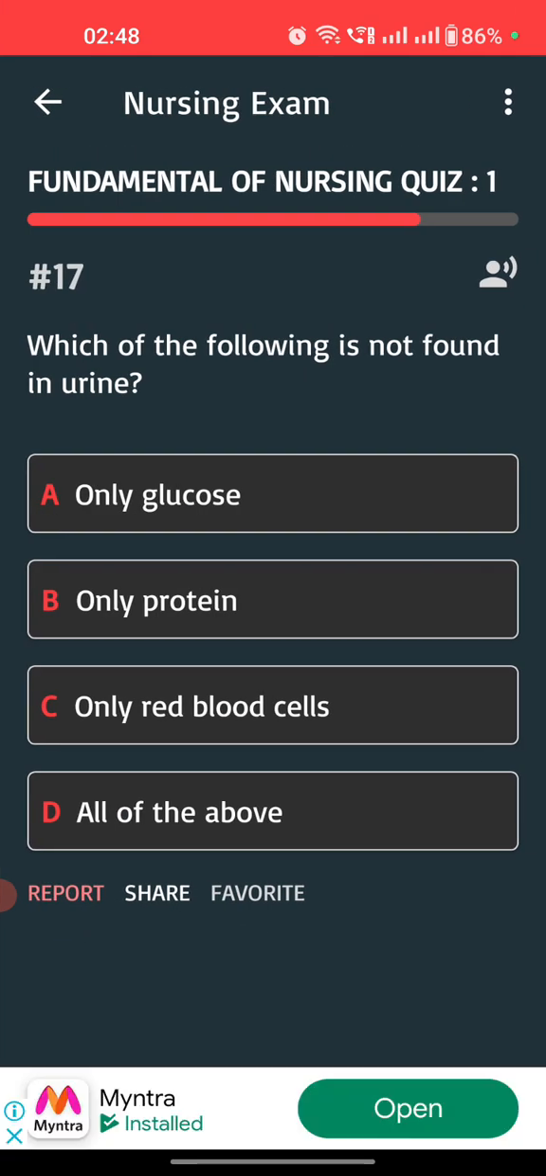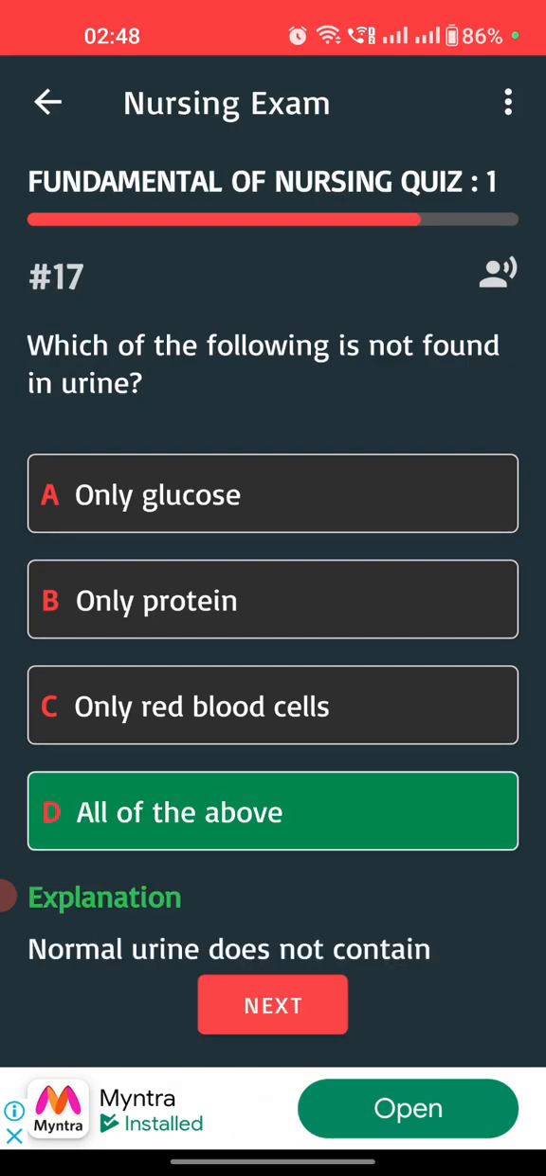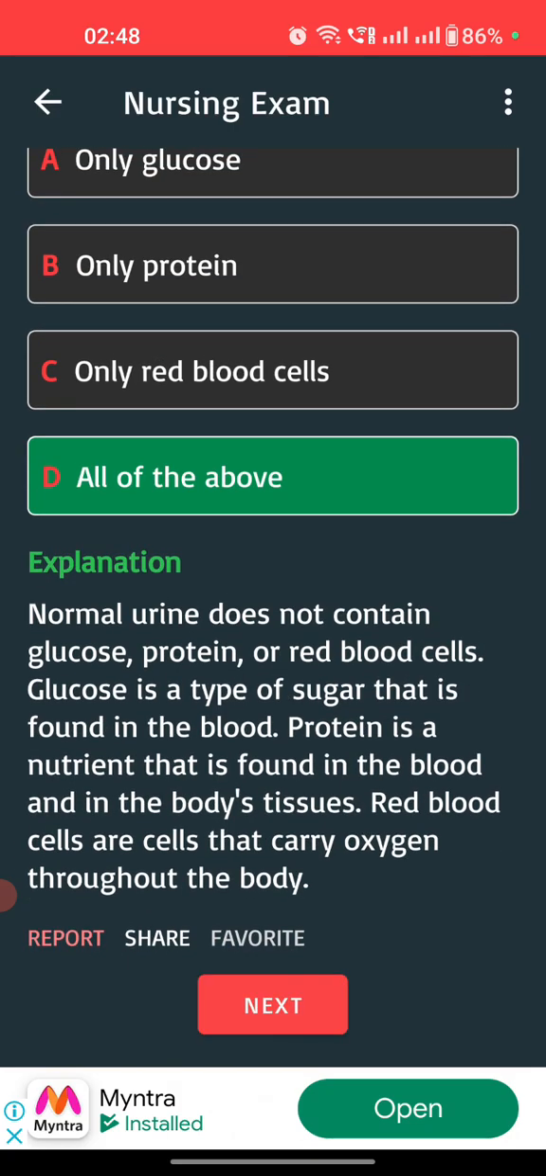Which of the following is not found in urine? A. Only glucose, B. Only protein, C. Only red blood cells, D. All of the above. Correct answer. Normal urine does not contain glucose, protein, or red blood cells. Glucose is a type of sugar that is found in the blood. Protein is a nutrient that is found in the blood and in the body's tissues. Red blood cells are cells that carry oxygen throughout the body.